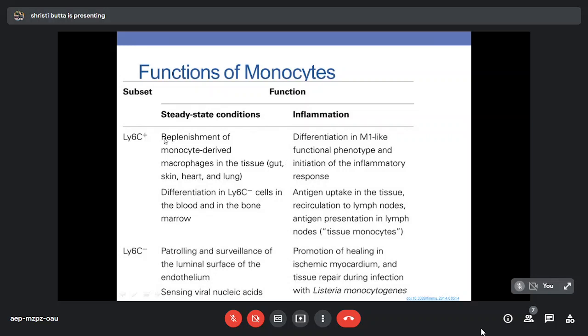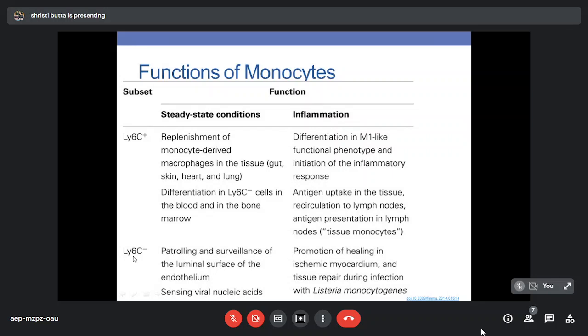Inflammation, on the other hand, we have inflammatory. So these are the inflammatory monocytes. They are responsible for the M1-like phenotype, as well as for antigen uptake in the tissues, recirculation to the lymph nodes, and antigen presentation in the lymph nodes, also referred to as the tissue monocytes or rather macrophages. Two sides of the same coin.